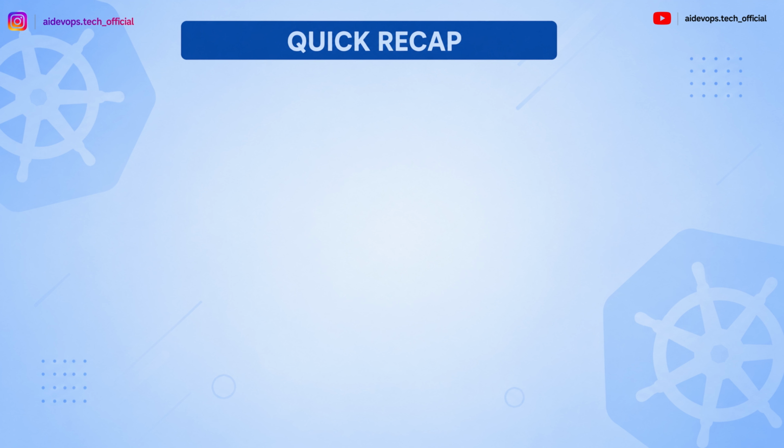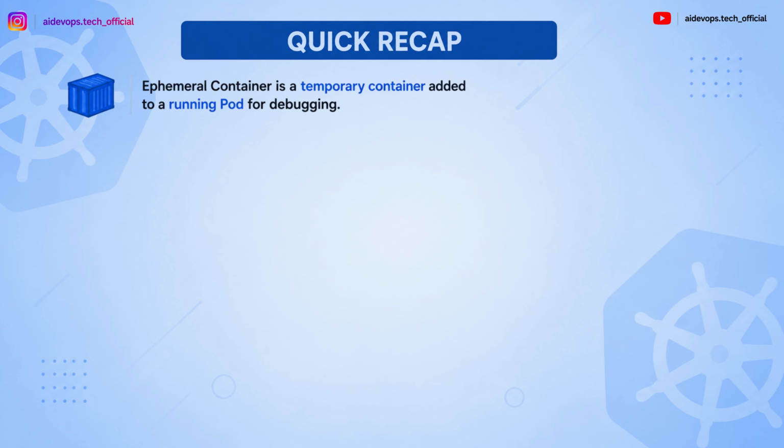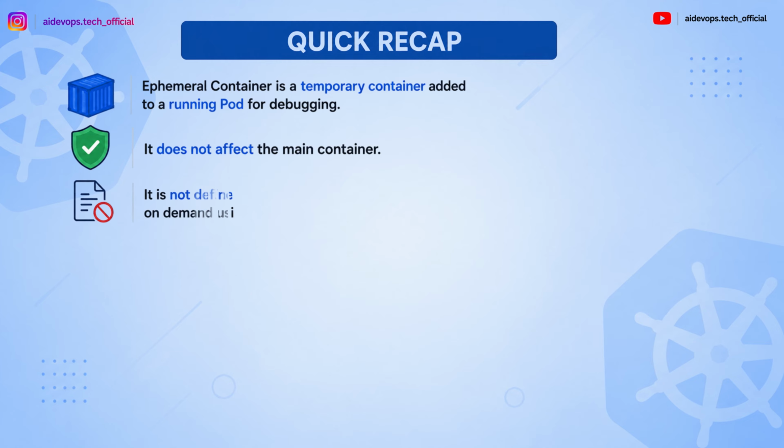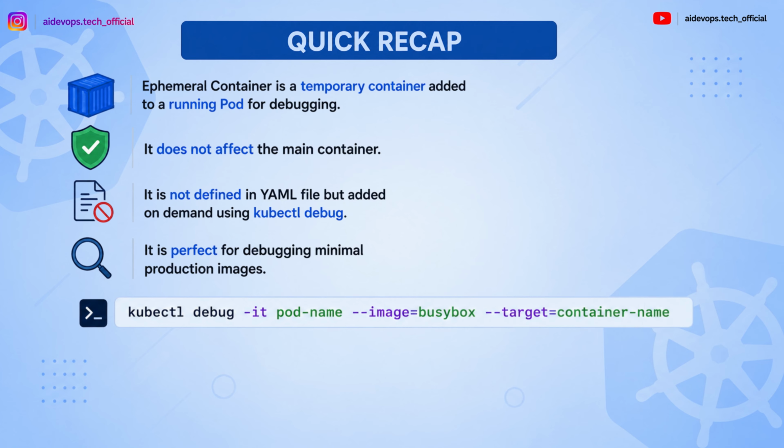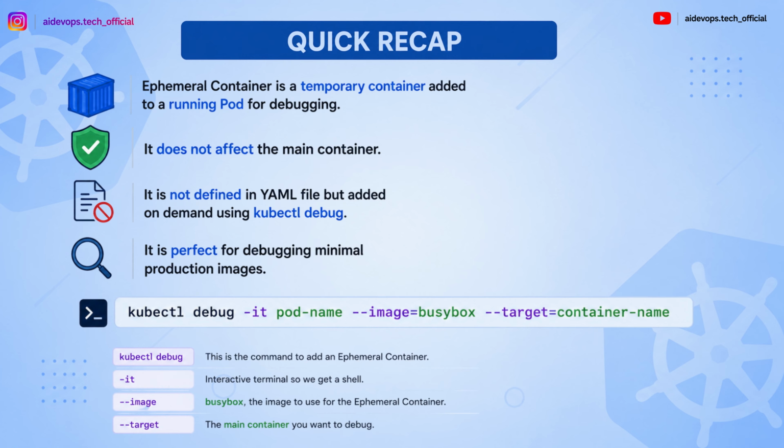So let's quickly recap. Ephemeral containers are temporary containers added to a running pod for debugging purposes. They do not affect the main container. They are not defined in the YAML file but added on demand using kubectl debug. It is perfect for debugging minimal production images, and the key command is kubectl debug -it podname --image=busybox --target=containername.